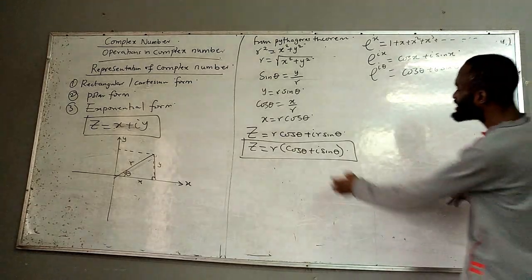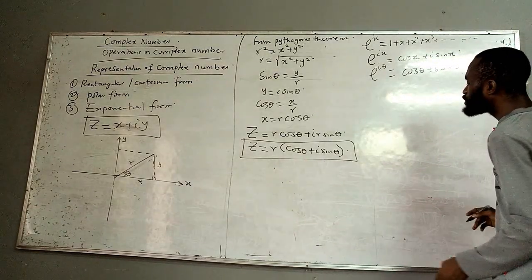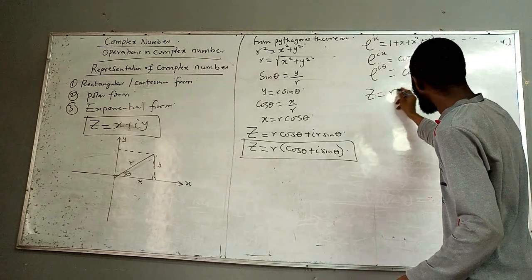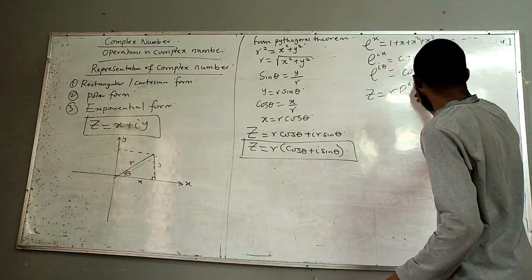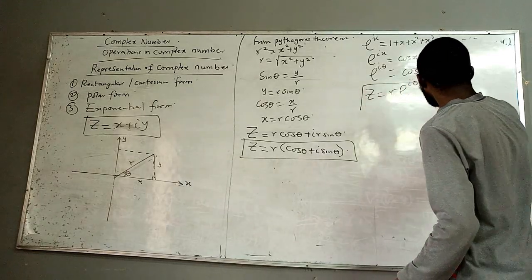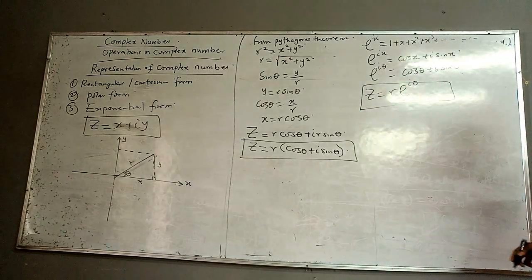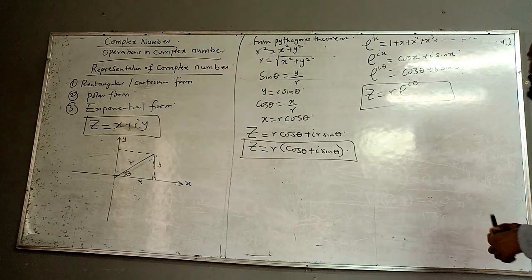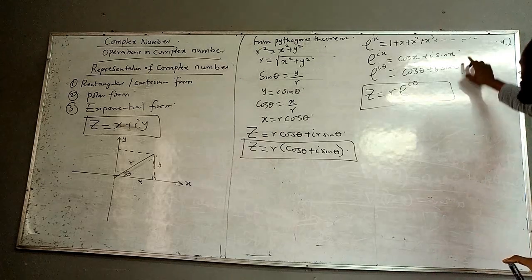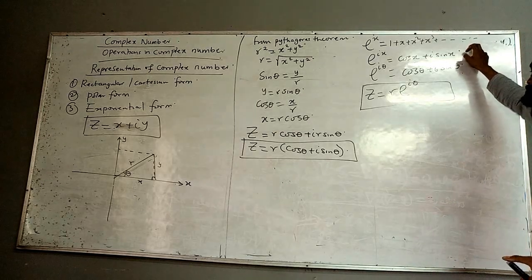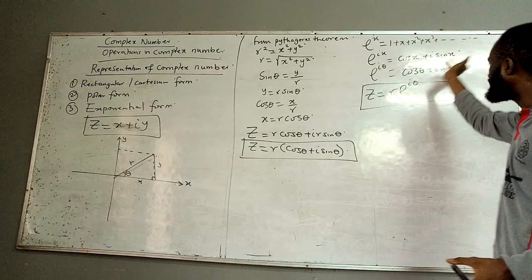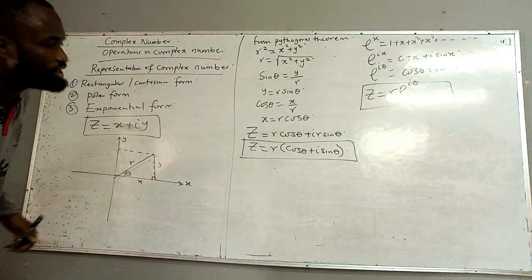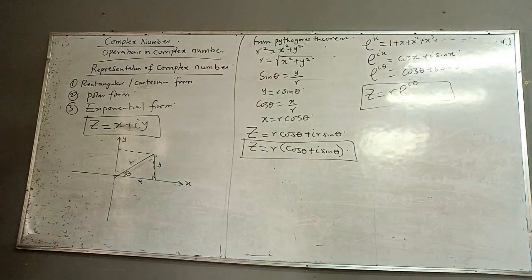Then I can remove cos theta plus i sin theta, and I will now say z equals r e raised to power i theta. This is the exponential form of the complex number. I can show this, but for your level I don't want to bother you. You can use Taylor series expansion to get this. Later on in maths, you will learn how to show those things.